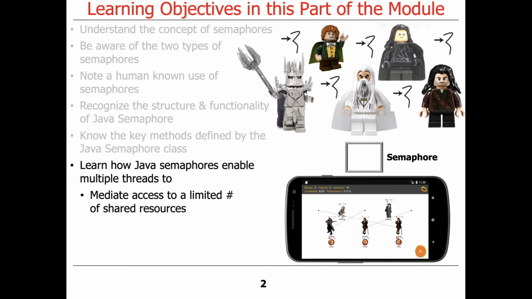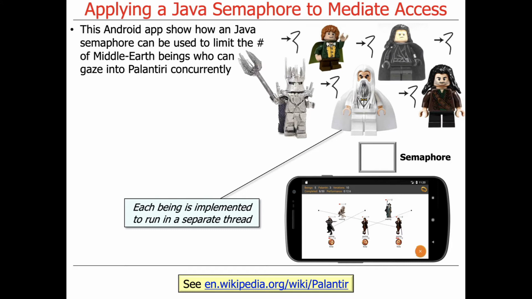So this particular example is going to be driven by the Palantiri simulator, which is your assignment that you're doing throughout the course. And we're going to talk about how semaphores can be used to help with that particular type of concurrent resource management scenario. So this Android app, which you're implementing, shows how a Java semaphore can be used to limit the number of beings from Middle Earth, like Gandalf and hobbits and Aragorn and the Dark Lord himself, who can gaze into a Palantiri concurrently. And as you've no doubt noticed from your assignment, each being is implemented to run in a separate thread.